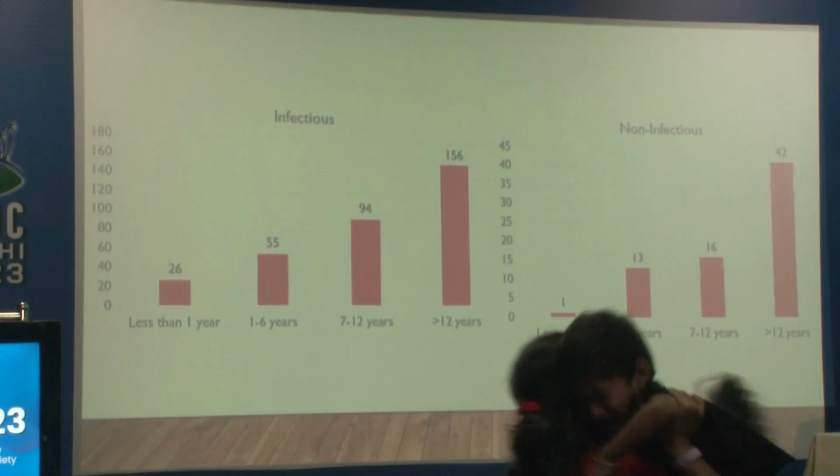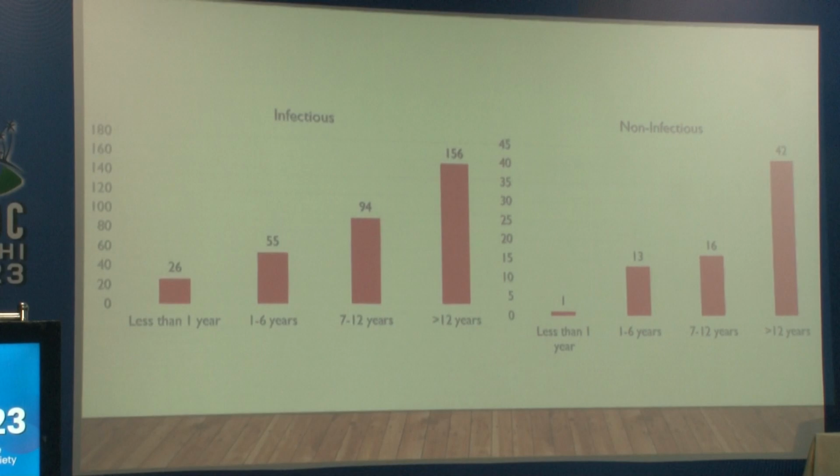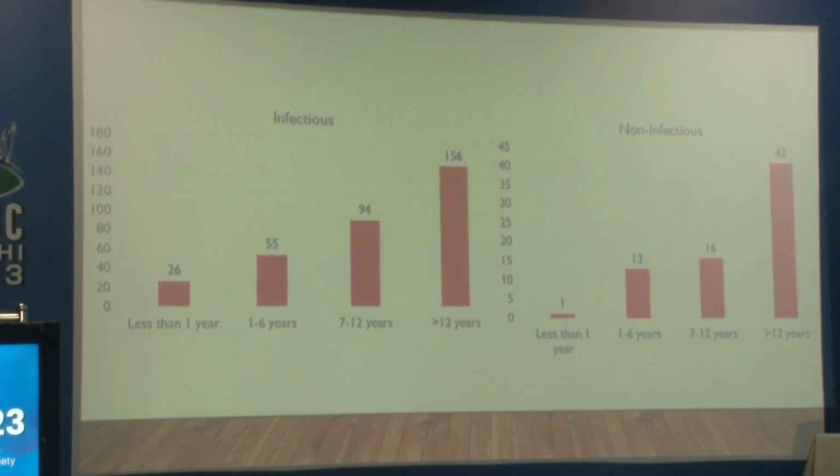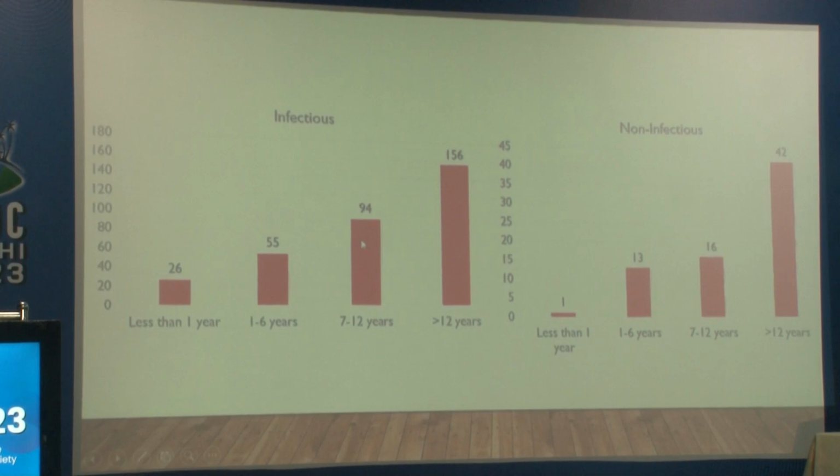The groups are neonate and infant less than 1 year, 1 to 6 years, 7 to 12 years, and more than 12 years. What we have seen is that as age rises, the incidence of uveitis rises. This is the same for infectious and non-infectious, but we found infections more in the less than 1 year age group versus the non-infectious group.